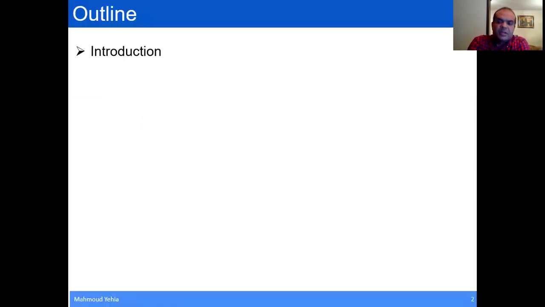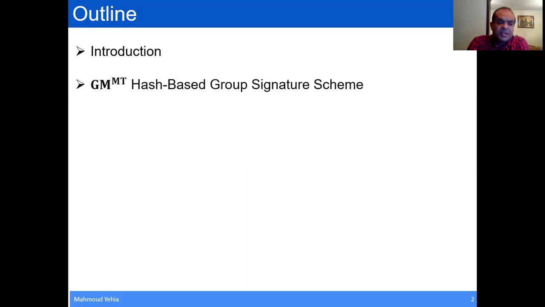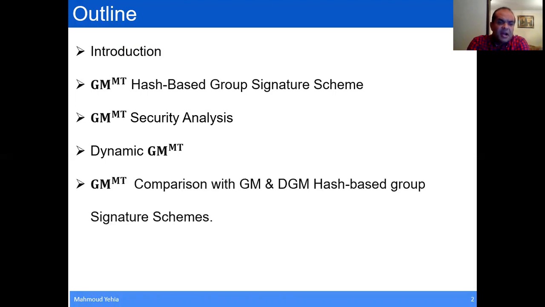Here is the outline of the presentation. I'll start with an introduction. Then I give the description of the GMMT hash-based group signature scheme, followed by its security analysis, then the dynamic GMMT group signature scheme. After that, the GMMT comparison with the group Merkle and dynamic group Merkle hash-based group signature schemes. At the end, I provide the conclusion of this work.